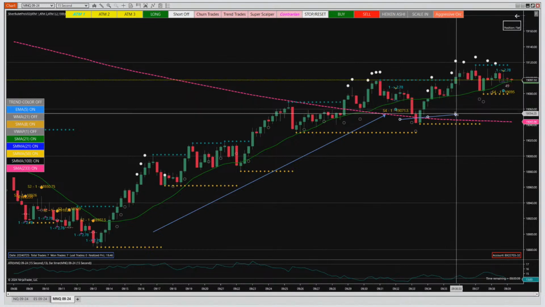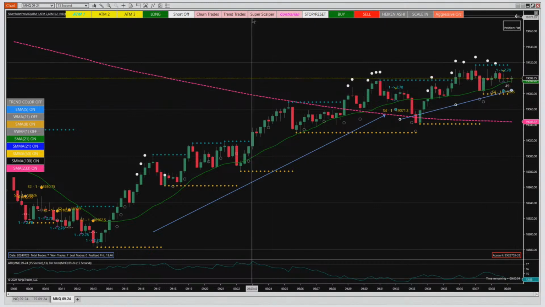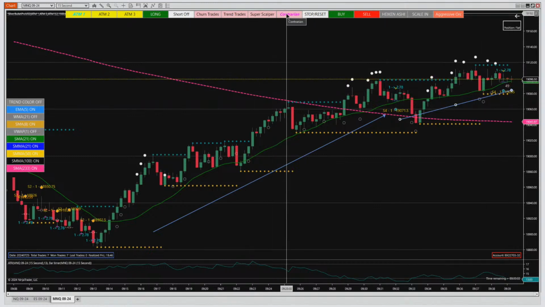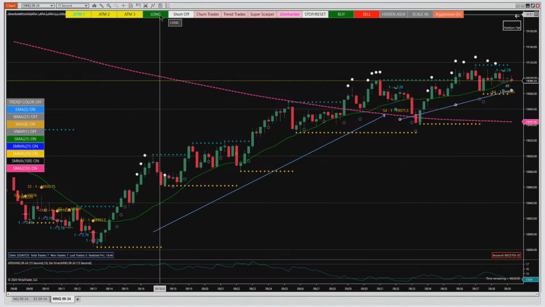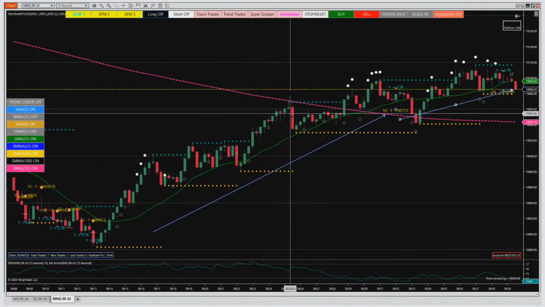So now this started to angle. I would expect the market to continue going up, but I don't want to trade.